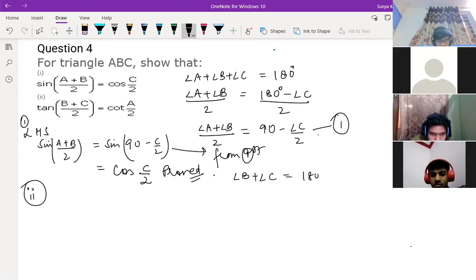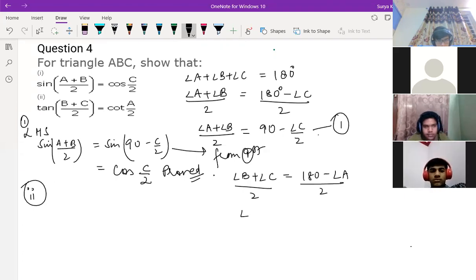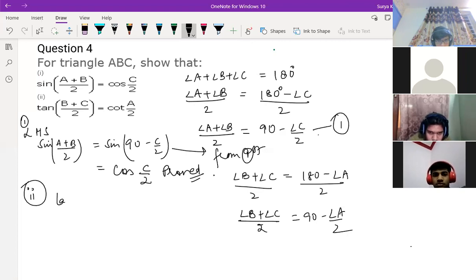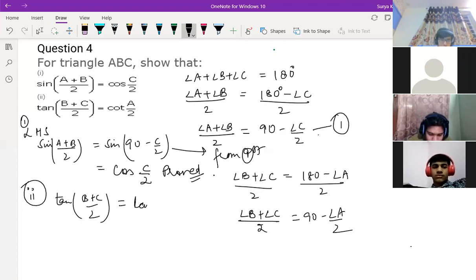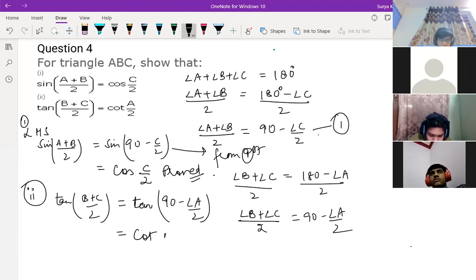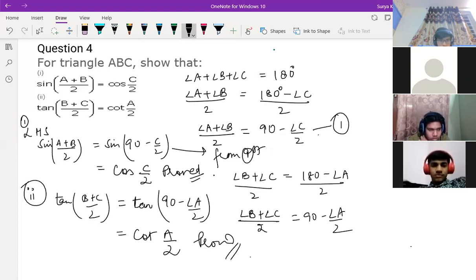Yes. 180 minus angle A, and we can write dividing by 2 both sides. So we'll get angle B plus angle C divided by 2 is equal to 90 minus angle A by 2. Similarly, tan of B plus C by 2 is equal to tan of 90 minus angle A by 2. So 90 minus theta is what? What theta? What, A by 2? Is it clear to everyone? Yes. Where you are having doubt, you can ask.